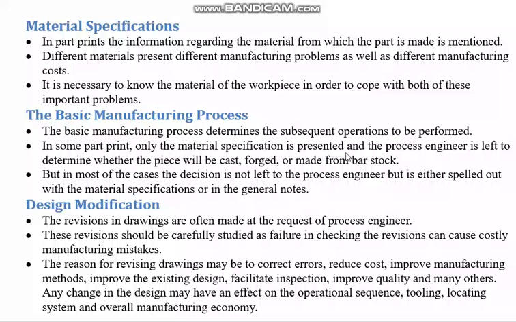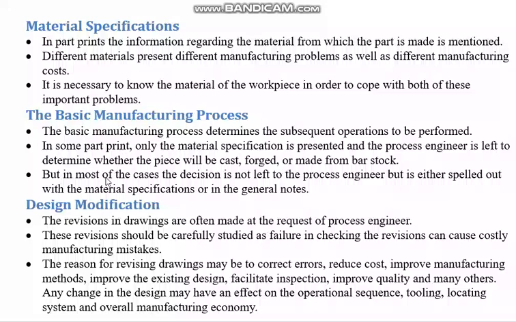See, in some part prints, only the material specification is presented. The process engineer is left to determine whether the piece will be cast, or forged, or made from bar stock. You see, sometimes this freedom will be given to the process engineer, but most of the time they won't give that freedom. The design engineer will tell, see, this is the material and this is the manufacturing process that you have to adopt. That's all. No freedom. Whatever is mentioned, the process engineer has to do.